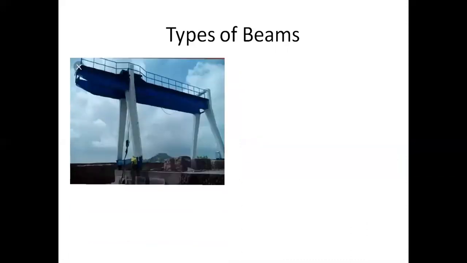Can you guess what kind of a beam it is? Is it a cantilever beam? No. It has two supports here and some overhanging here. So it is called an overhanging beam.